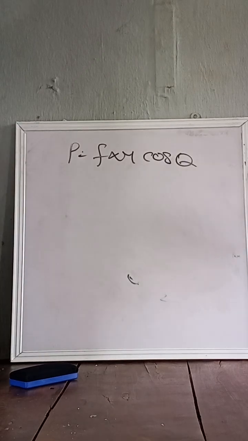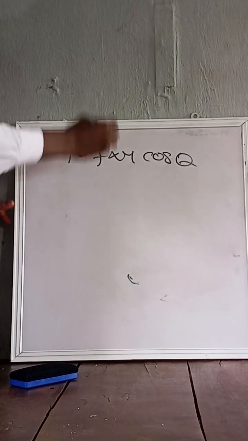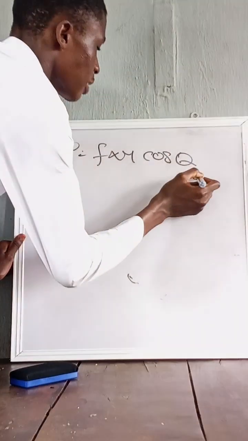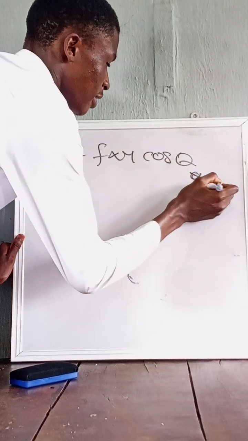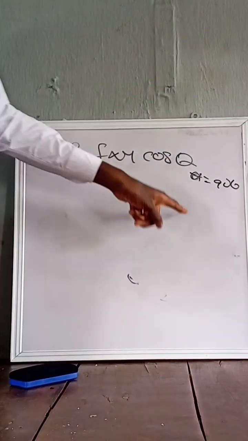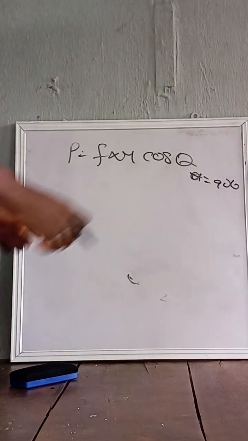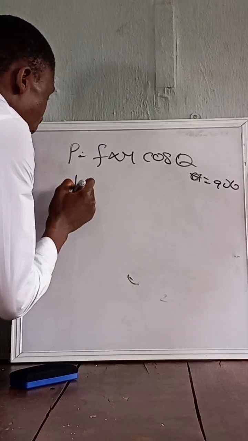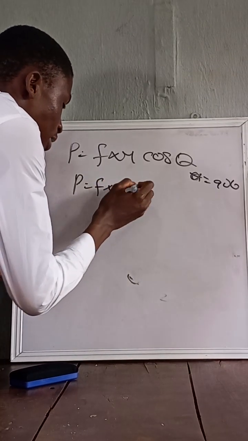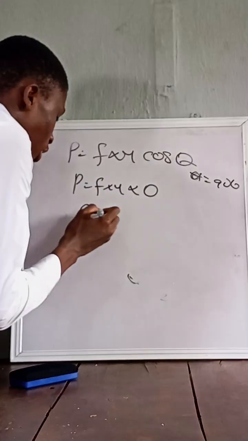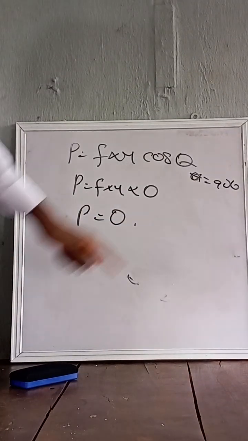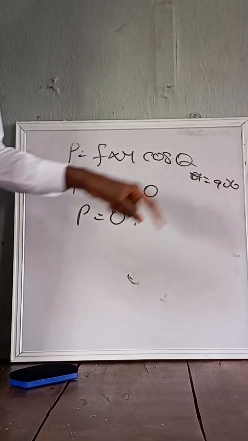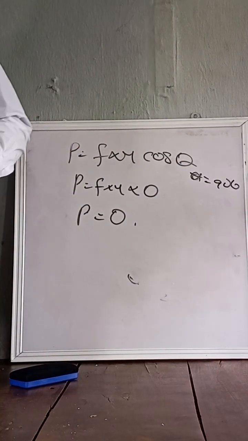So I can say that my power will be equal to 0 when my theta is equal to 90 degrees. We all know that cos 90 is equal to 0, so automatically the 0 is going to affect the whole formula. Then my power is equal to force times velocity times 0, so my power will now be equal to 0. Please note, you will have a minimum power equal to 0 when the angle between the force and velocity is equal to 90 degrees.